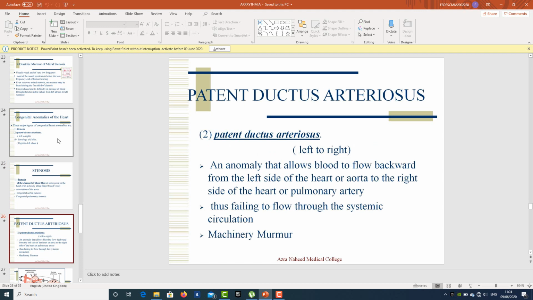Patent ductus arteriosus, that is the left to right shunt. It is an anomaly that allows blood to flow backward from left side of the heart or aorta to the right side of heart or pulmonary artery, thus failing to flow through the systemic circulation. Machinery murmur.